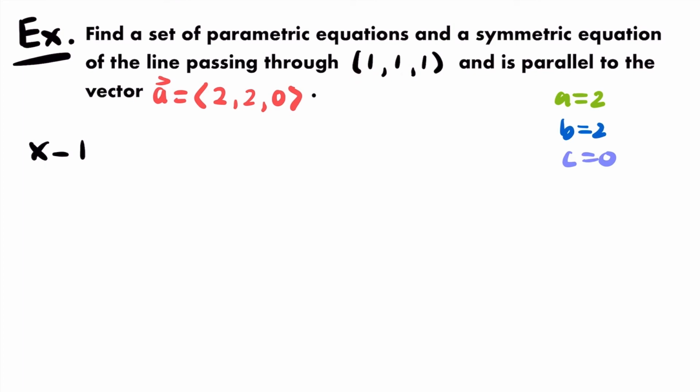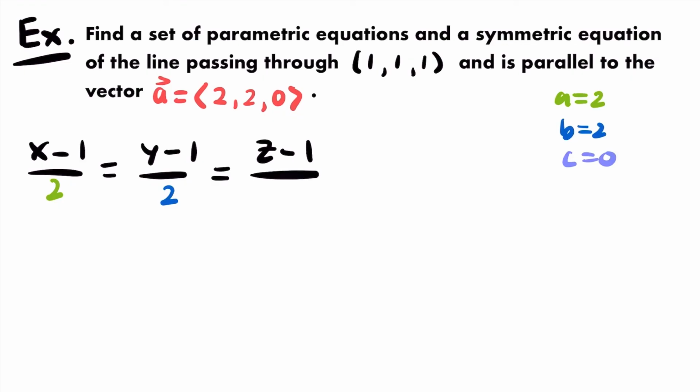We're going to have x minus 1 divided by a, which is 2, and then that will be equal to y minus y1, which is 1, divided by b, which is also 2, and then that will be equal to z minus z1, which is also 1, divided by c, which is 0. And if you're thinking that that's a problem, it is, right? We typically don't like to have 0 in a denominator.